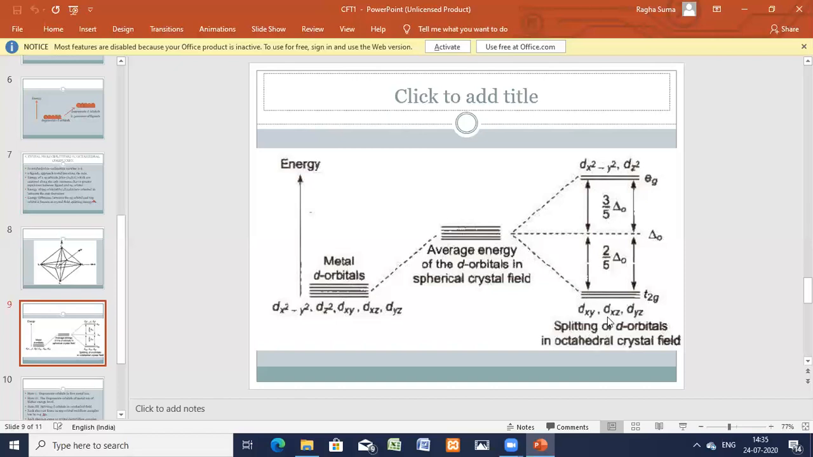Okay, so this is 10 Dq. Now you can see delta O, the difference in energy. The EG set is 0.6 delta O, and here the T2G set is 0.4 delta O. Now these are split into two types.